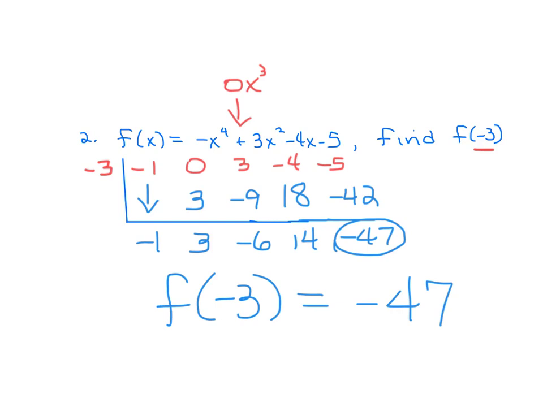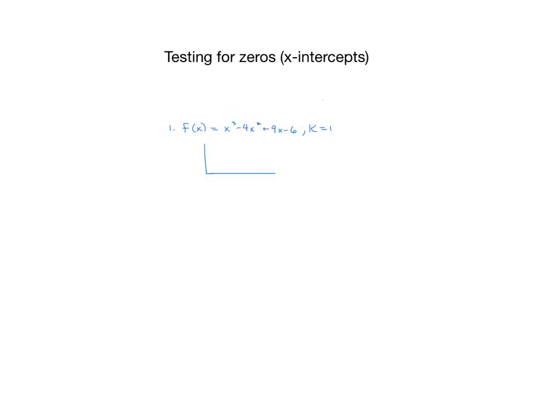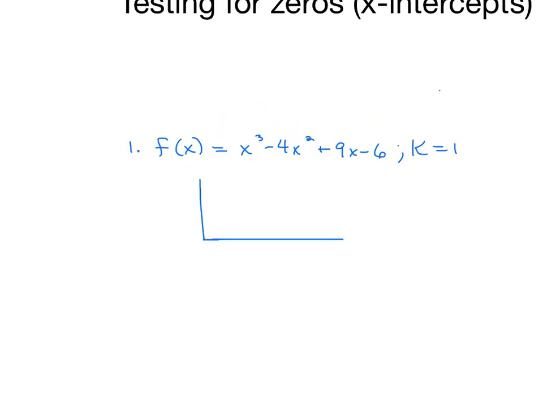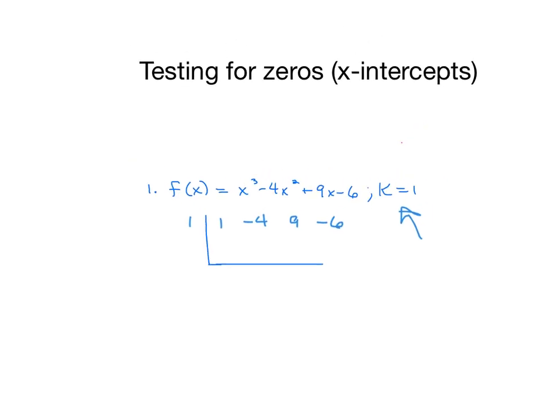The next thing is still synthetic division, but we're going to use the synthetic division to test for zeros. So again, I'm going to plug all of this in. This time, in order to see if k equals 1 is a 0, I need to get a remainder of 0. So here, I'm going to take my 1, put it here, get all of my coefficients. So 1, -4, 9, -6. My goal here to test for zeros is I want a remainder of 0.